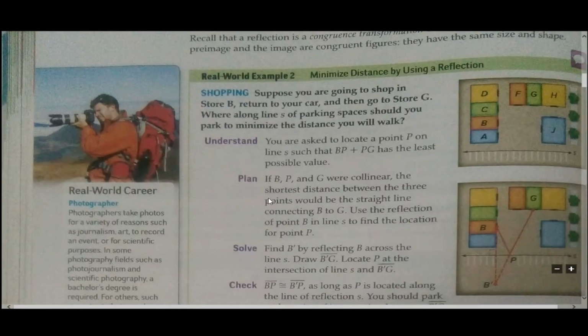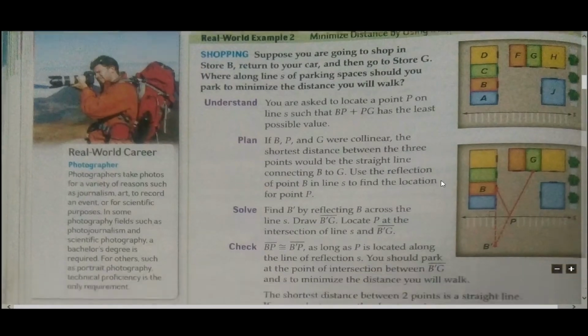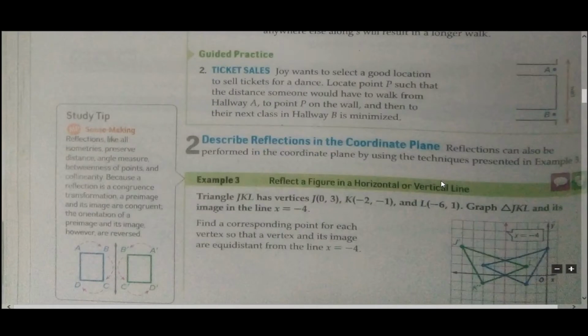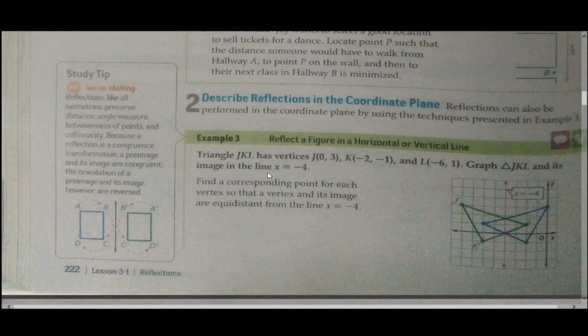There's some example real problems, but let's talk about it on the coordinate plane. So how would we reflect over a line? Now, if it's horizontal or vertical, it's actually either the x or the y that's changing. Only one of them is going to change. So in this case, they want you to reflect over the line x equals -4, which will only change the x value. The y value will stay the same.